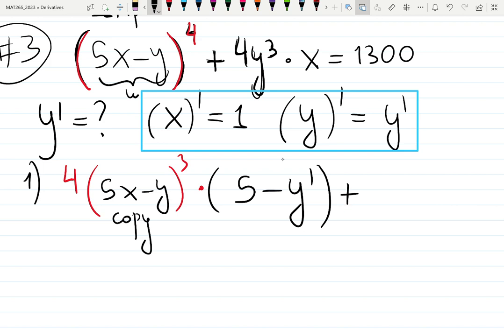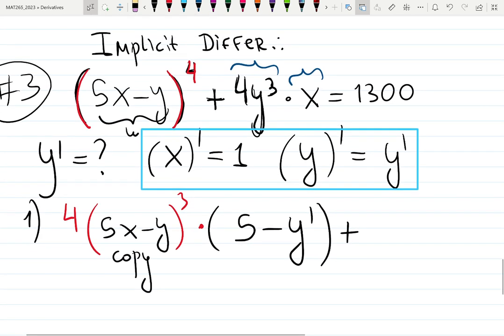Now, we're done with the first term. So we're going to have product rule now. Look at this. u times v. That's what you're going to have on the quiz today. u times v. Product rule. Product rule says derivative of u, 12y squared.